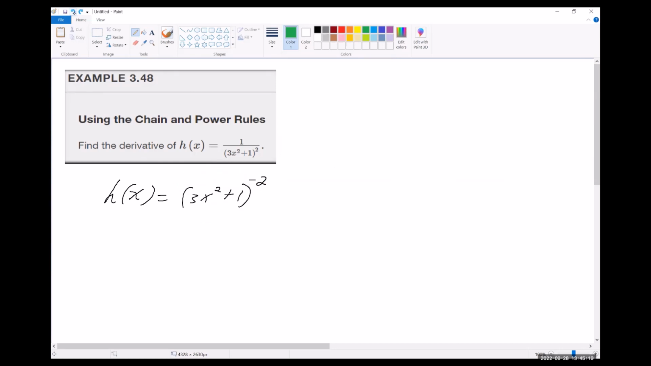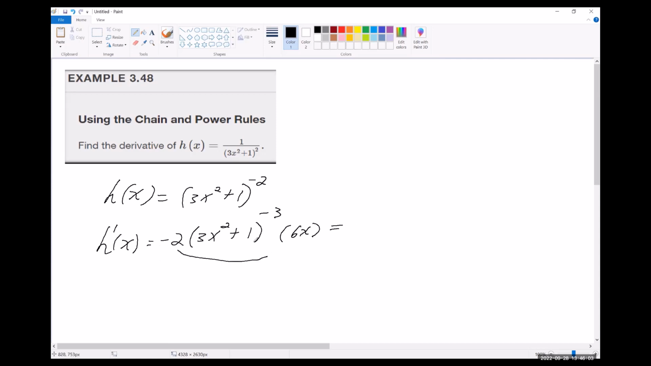Okay, we're almost there. Now we're taking the derivative h prime. So this 2 comes to the front, and you subtract 1 from the -2, so that's -3. And then you need the derivative of this function, which we already talked about, and that is 6x. So that's really it.